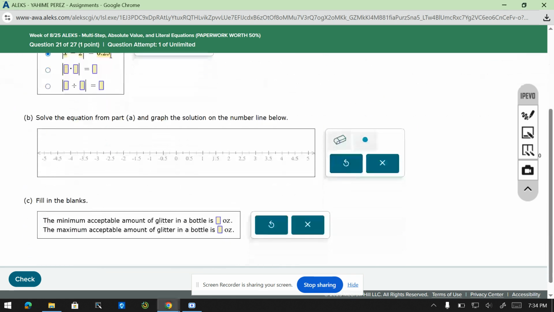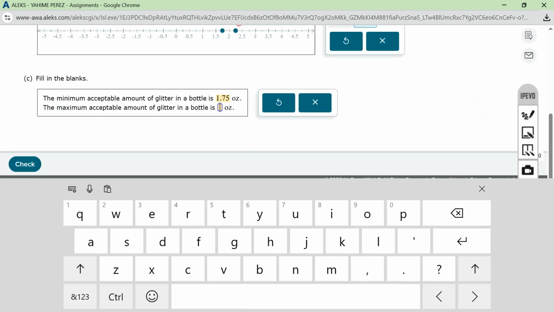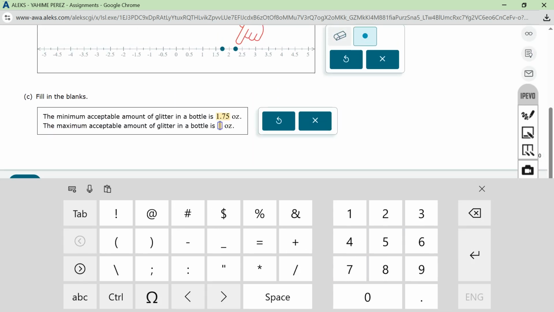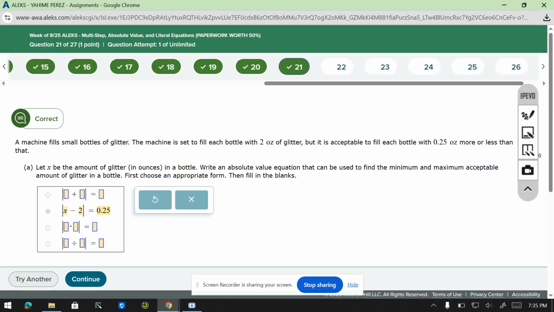So 1.75 and 2.25. Okay, so the minimum was 1.75 and the maximum, the bigger number, was 2.25. And that is our problem here. Okay, I will continue in the next video.